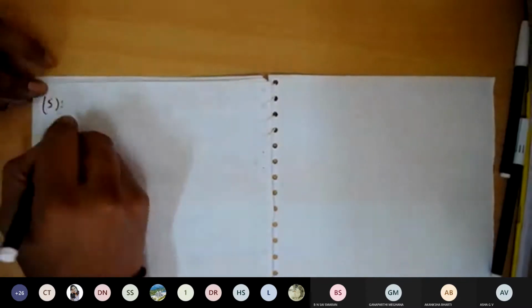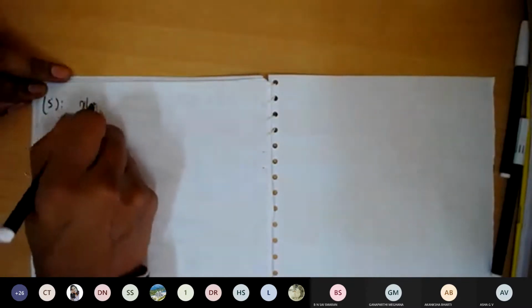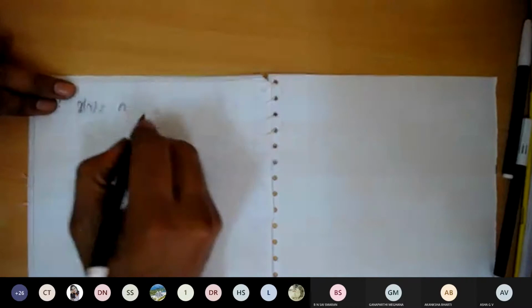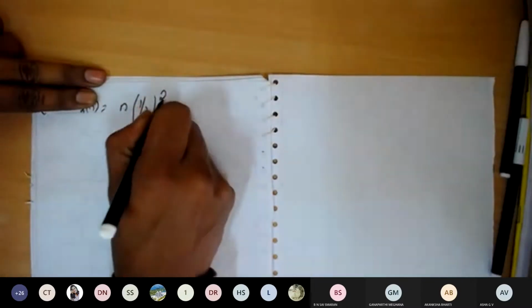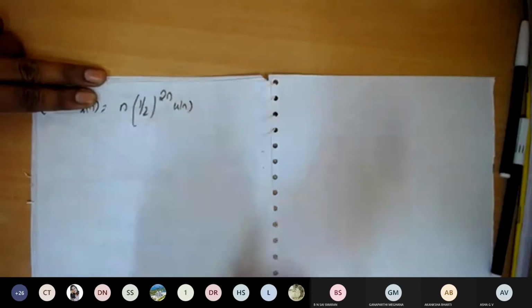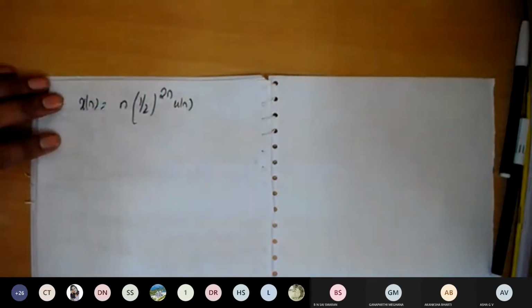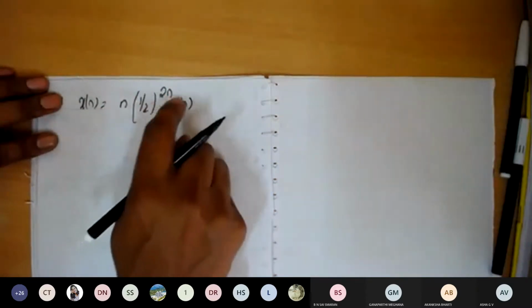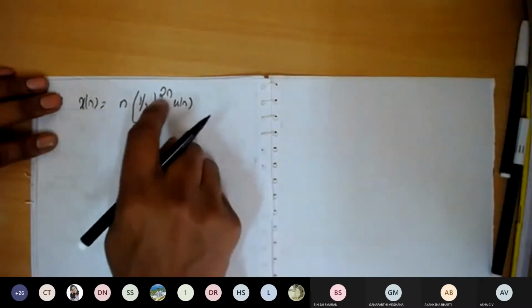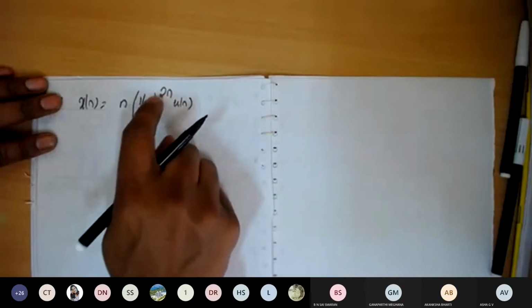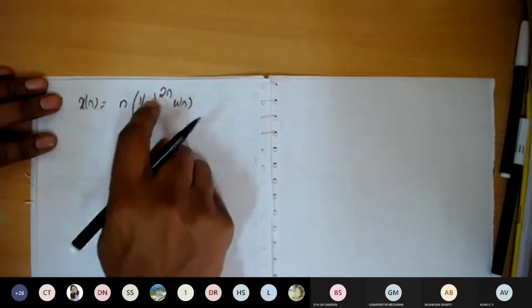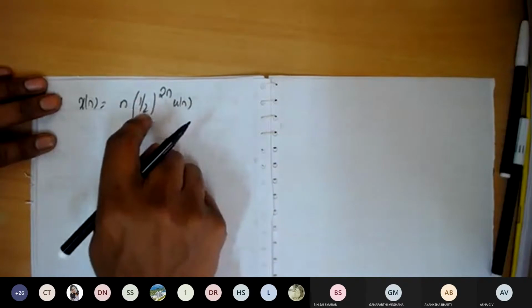So let us go for one more problem here. Take problem number 5. x of n is equal to n into 1 by 2 to the power of 2n into u of n. So here we have 1 by 2 to the power of 2n into u of n. We don't have any formula in terms of 2n here. So I can make 1 by 2 to the power of 2, I can combine here. So it will become 1 by 4 here.